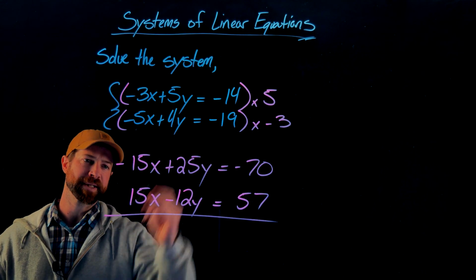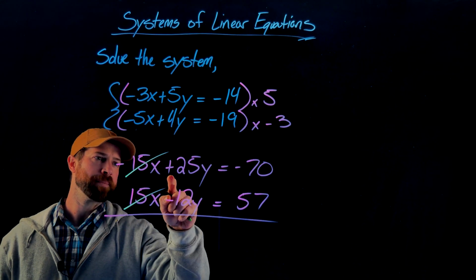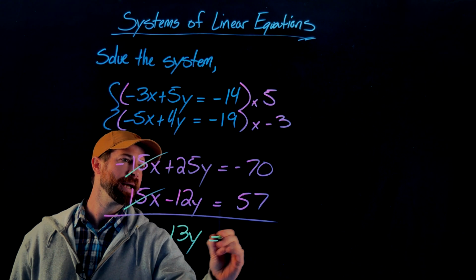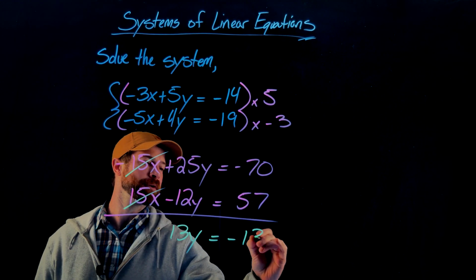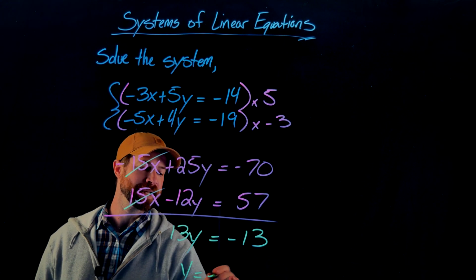Adding these two equations together, -15x and positive 15x cancel each other out. Plus 25y minus 12y is 13y, and the -70 plus a positive 57 is a -13. Divide both sides by 13 to get y equals a -1.